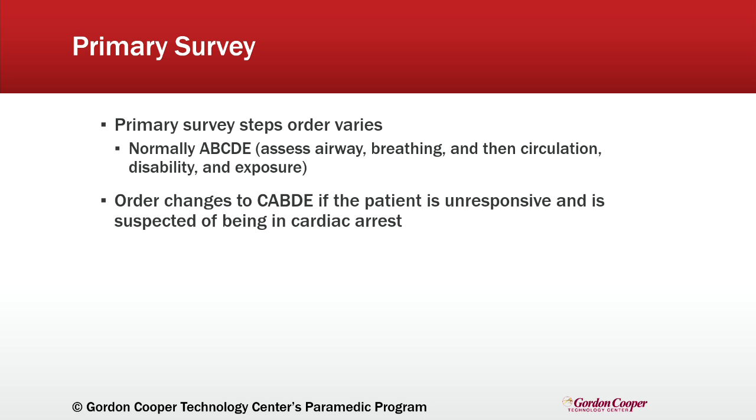Now, a systematic approach to patient assessment is essential, especially in emergencies. And there's nothing new here. We go down, we look at our A, B, C, D, E, so our airway, breathing, circulation, disability, and then exposure. Now, however, we have some special considerations for cardiac arrest. So if a patient is found unresponsive and there's a suspicion of cardiac arrest, the order changes to C, A, B, D, E. So we want to start with assessing circulation. So we're checking for pulses, initiating CPR if it's needed.